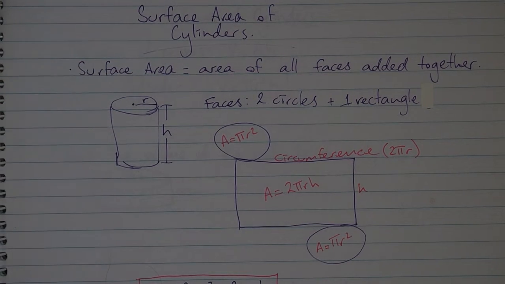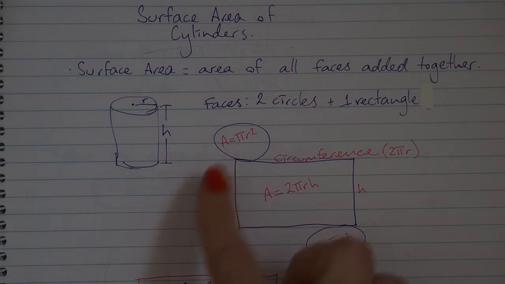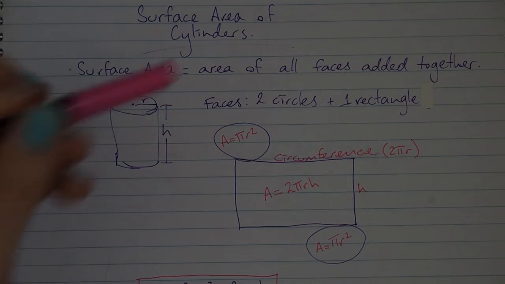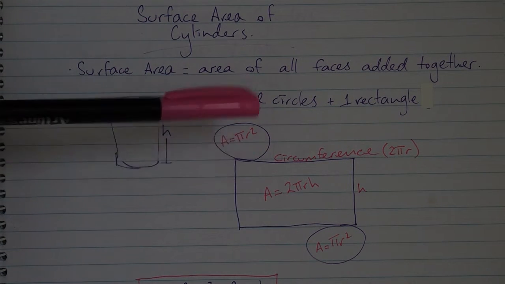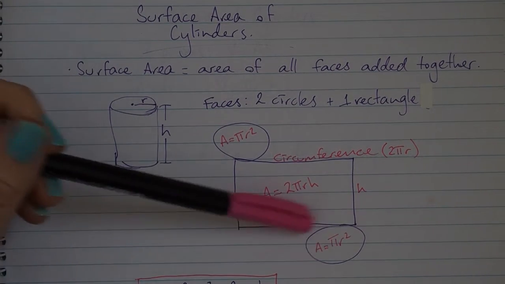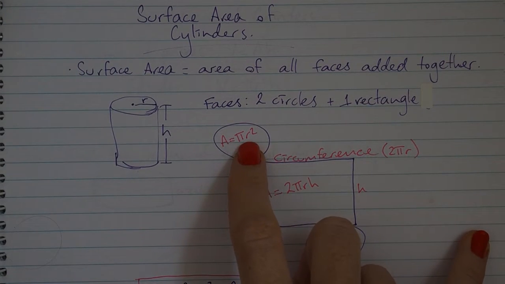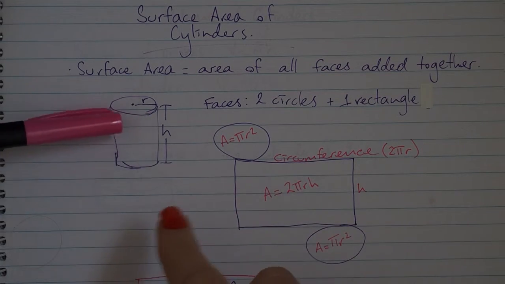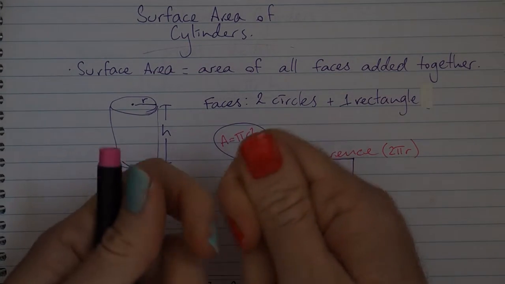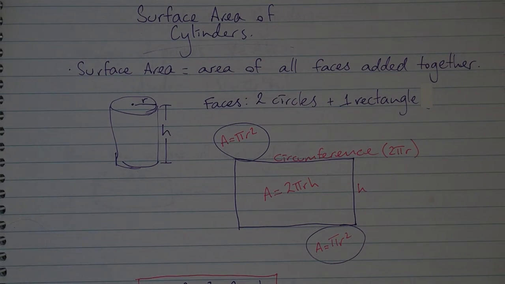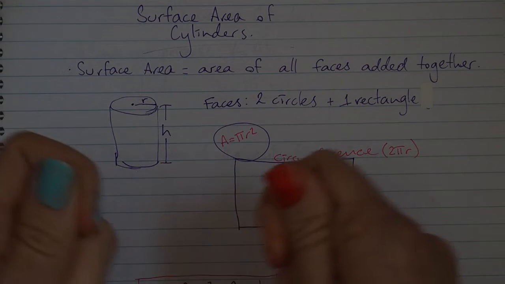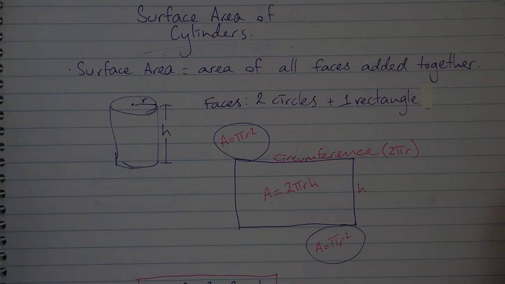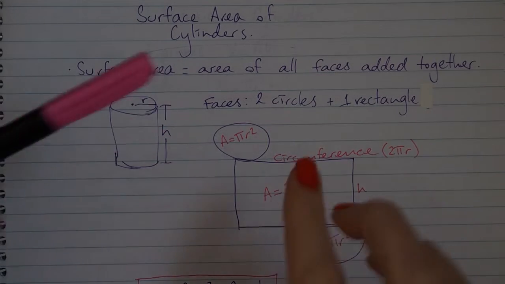Okay, so the faces, if we have a look at the net of our cylinder, the faces make up one circle on the top, one circle on the bottom, and we find the area of a circle as pi r squared, of course. And then we have the curved surface around the outside of the cylinder, which if we can imagine unrolling that, if you can think of when you take the label off a can of tomatoes, the label rolls out into a rectangle. So we have two circles and a rectangle.